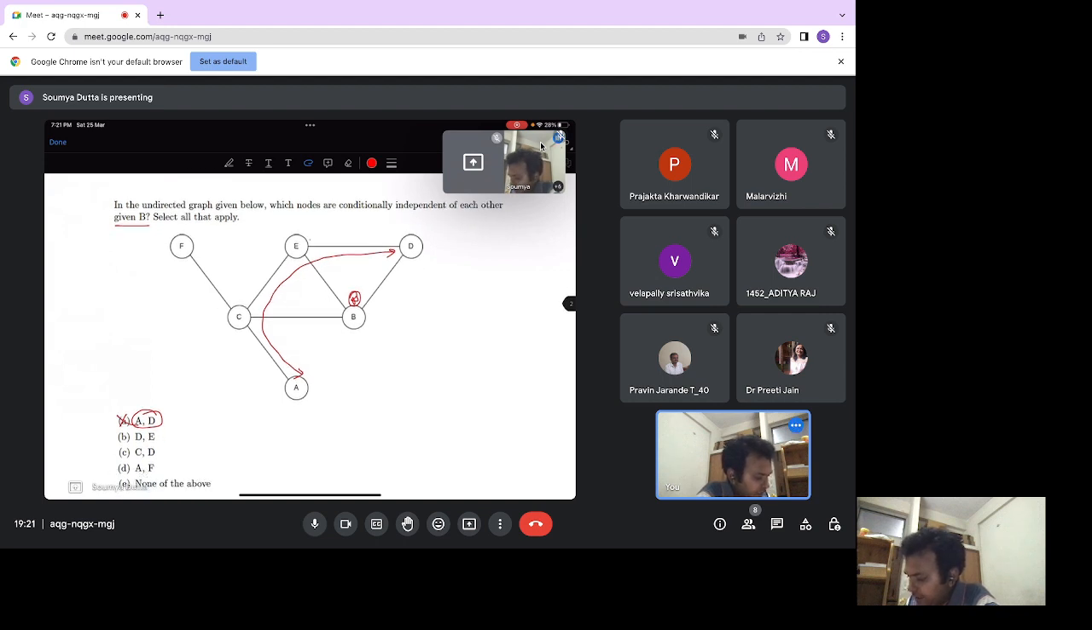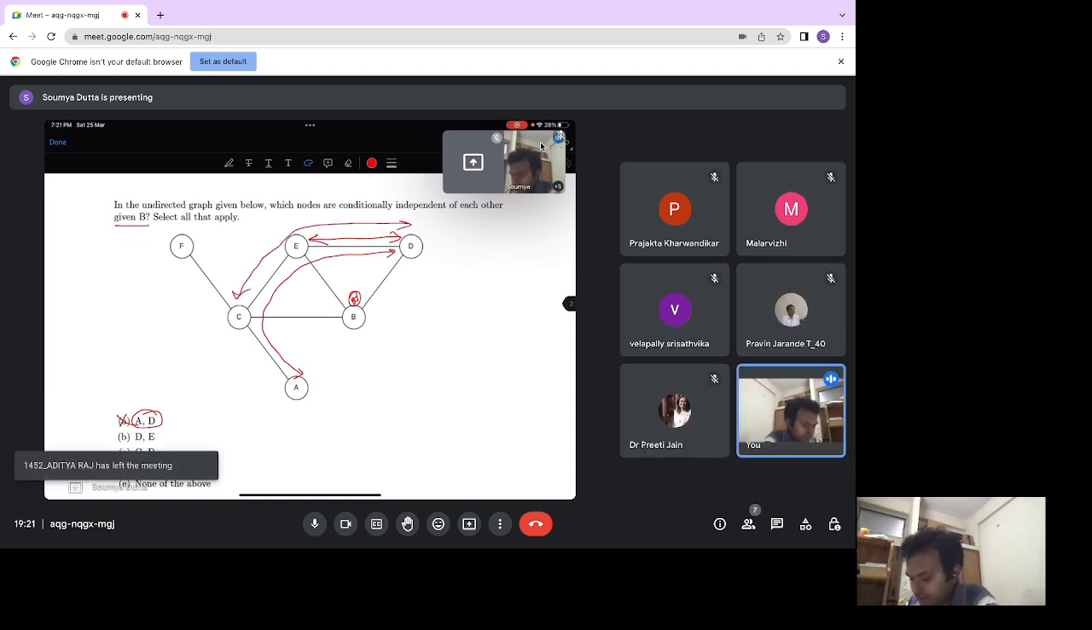Similarly, D and E are directly connected to each other, so they can't be conditionally independent even if you know B, doesn't matter. C and D, again the same path goes through E, and therefore C and D cannot be conditionally independent of each other given B. And A and F, of course B doesn't play any role here, so none of the above is the correct answer in this case. None of the nodes are conditionally independent of each other even if you have B.